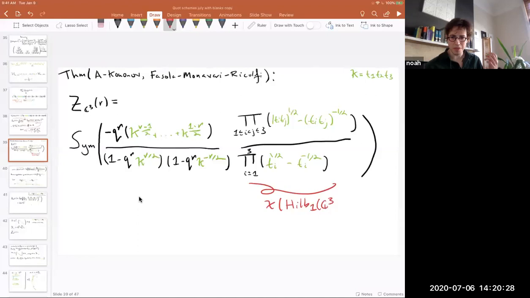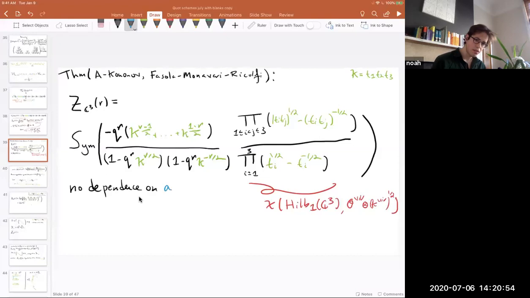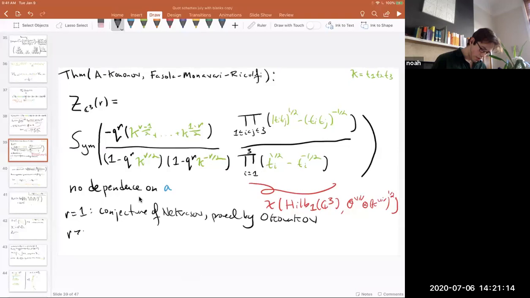As in the Quot scheme case where there was this one point on C2 that showed up over and over again, this is now one point on C3. One thing to note is that there's, again, no dependence on these variables A. When R is equal to 1, this was a conjecture of Nekrasov and proved by Okounkov. And for higher R, this was a conjecture of Awata and Kanno.